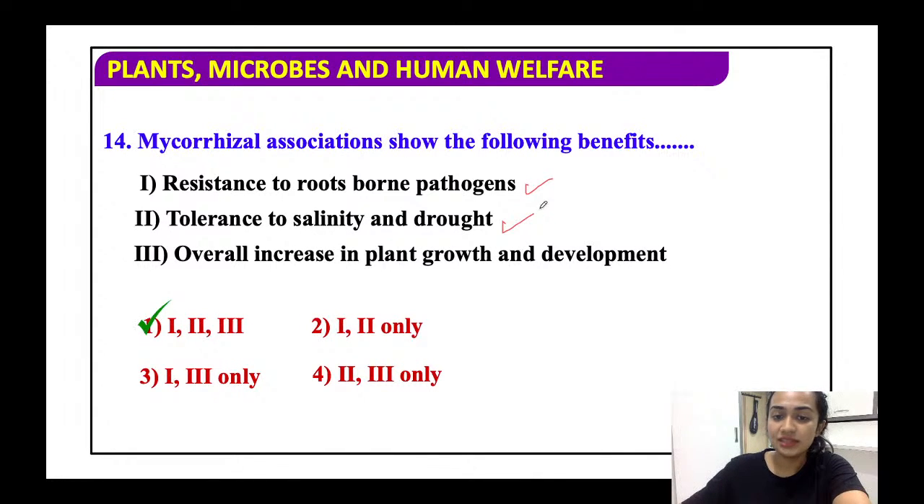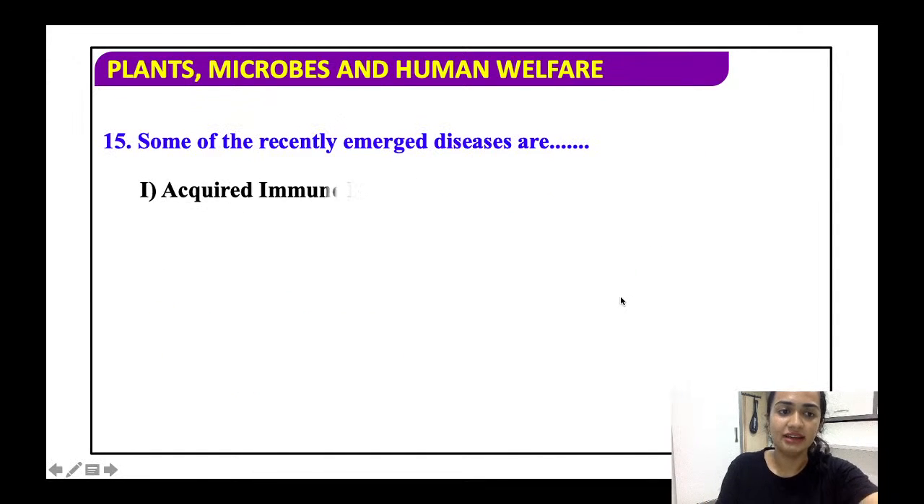Then it helps a lot in extreme conditions, that is, in drought conditions or when the salinity, that is, the salt concentration, is very high, so it helps them. Now, overall increase in plant growth and development, it enhances the uptake of phosphorus. So in that way, it will also increase the plant growth and development.